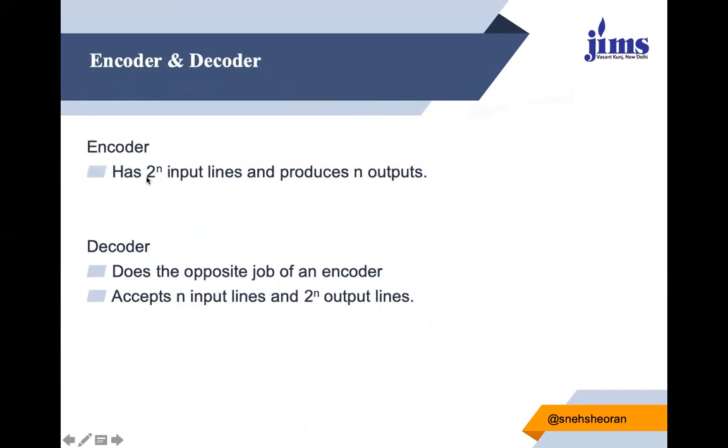Now, encoder is again a combinational circuit which has 2 raised to power n input lines and produces n outputs. Opposite of encoder is going to be decoder. Now, decoder will have n inputs and 2 raised to power n output lines.